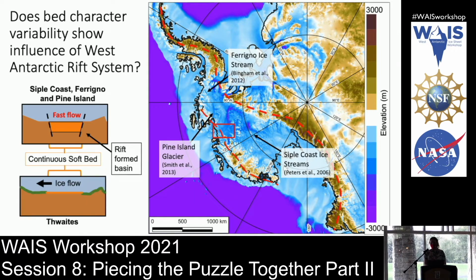As I just showed, Thwaites instead seems to flow over areas of continuous soft bed and areas of mixed bed type. So we are hypothesizing that the area of continuous soft bed is actually the top of a rift-formed basin, and therefore that Thwaites is flowing over these rift-formed basins rather than being confined by them.